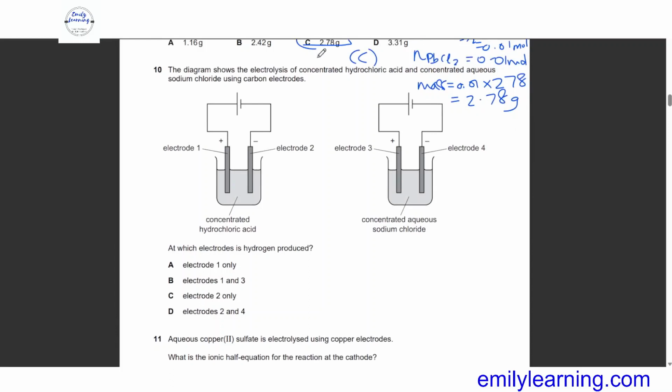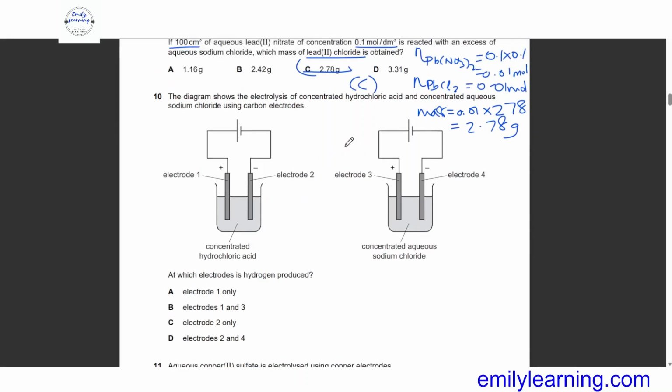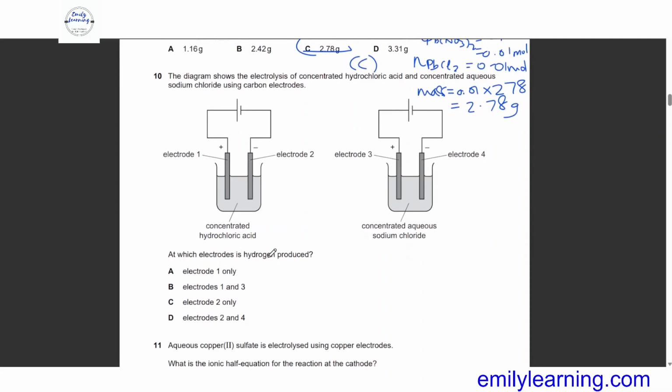Next, let's move on to this question here. So this is a question on electrochemistry or electrolysis. The diagram here shows the electrolysis of concentrated hydrochloric acid and concentrated aqueous sodium chloride using carbon electrodes. Okay, so now let's take a look at this. At which electrode is hydrogen produced?